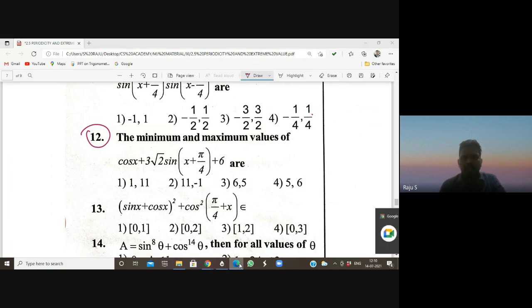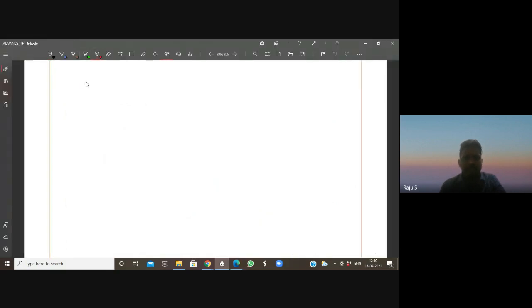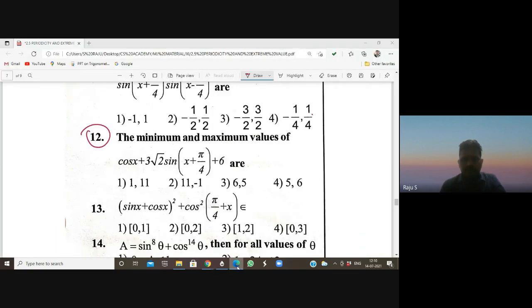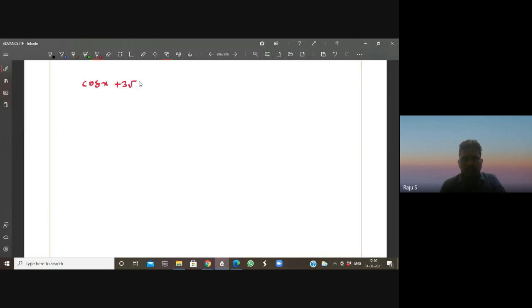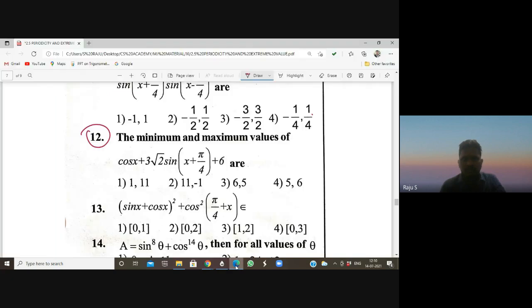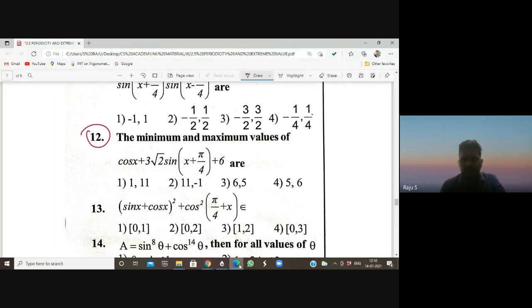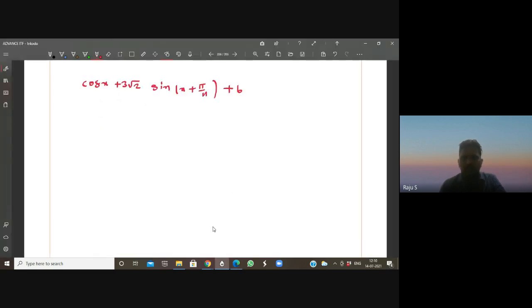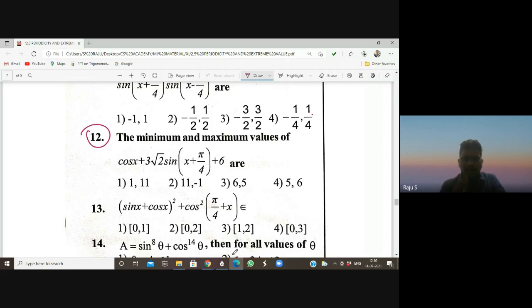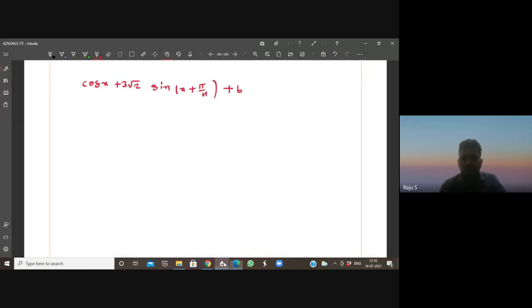The minimum and maximum values of cos x plus 3 root 2 sin(x plus pi by 4) plus 6. So here we need to find the minimum value and maximum value. Student, we cannot find the minimum and maximum value directly.